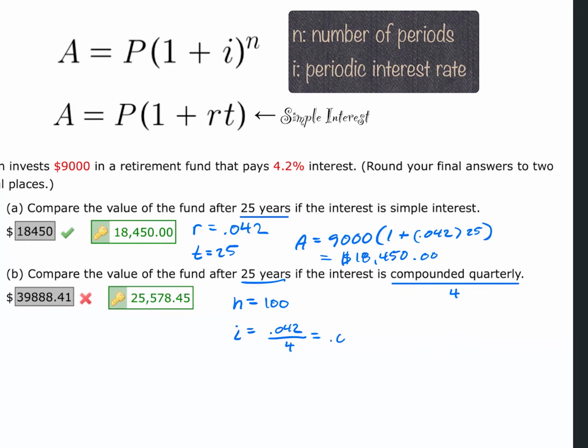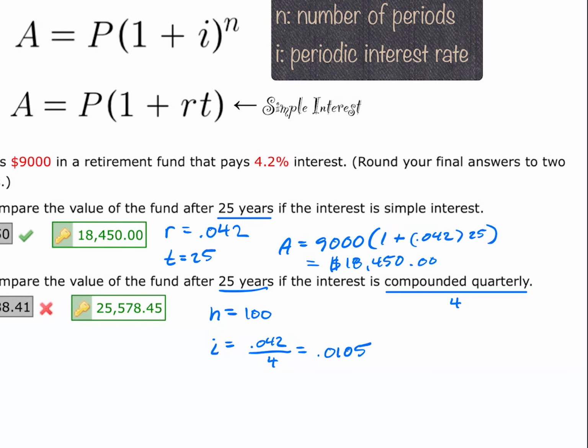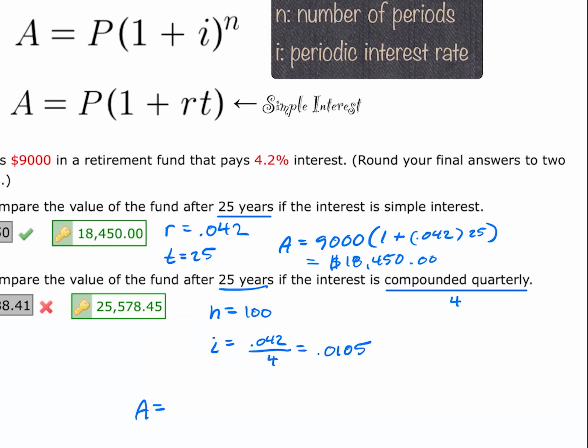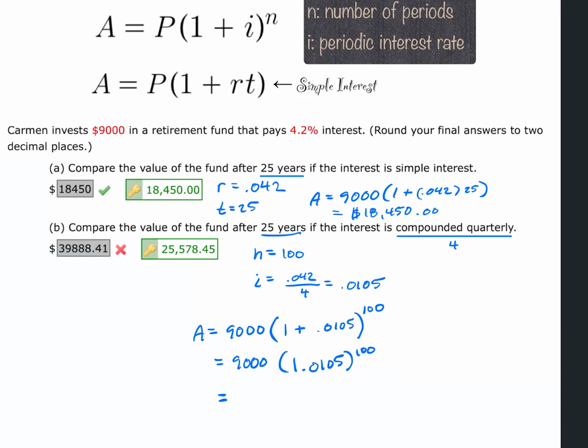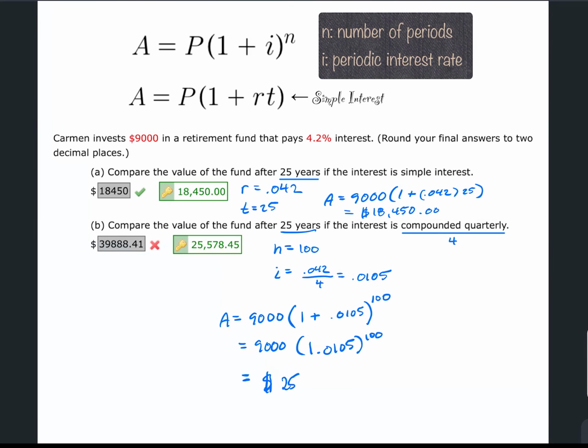And we get a value of 0.0105. And then we find the total. The amount equals 9,000 times 1 plus I, 0.0105, to the 100th power. And after simplifying, we get 9,000 times 1.0105 to the 100th power. And after working this out, we see the answer of $25,578.45. A considerable amount more than if we were simply using the simple interest model.